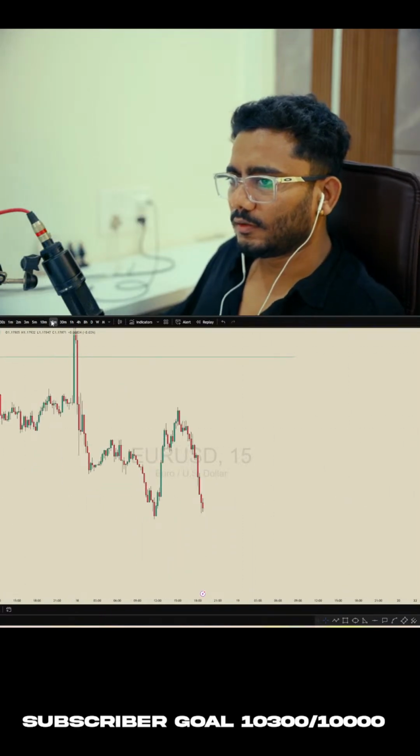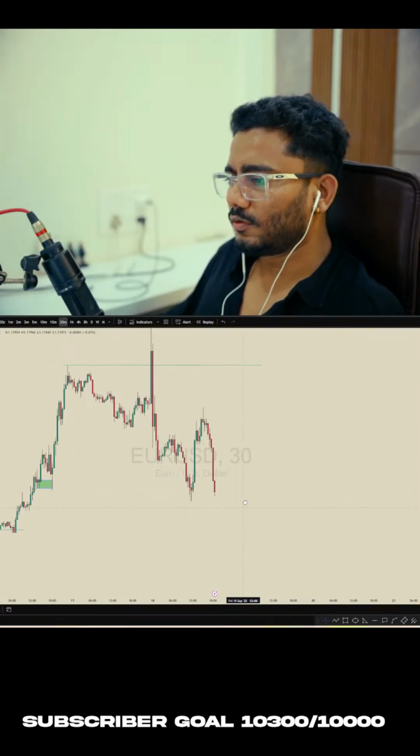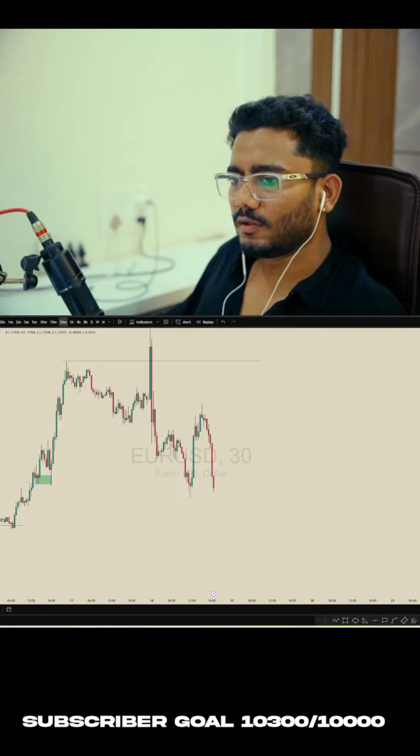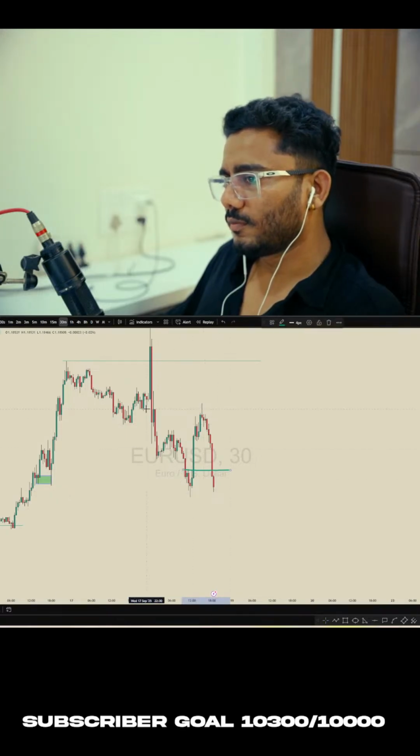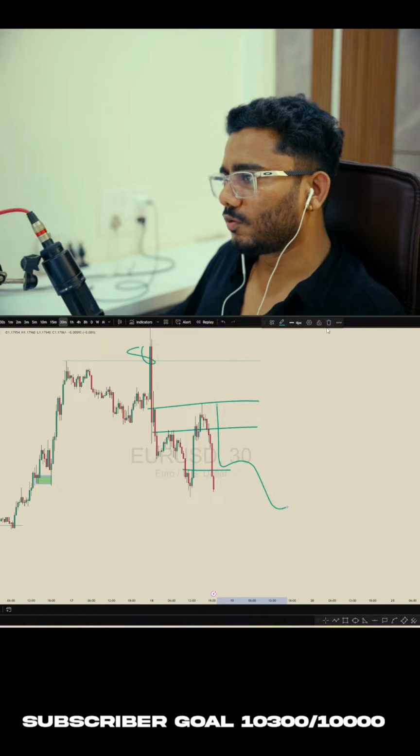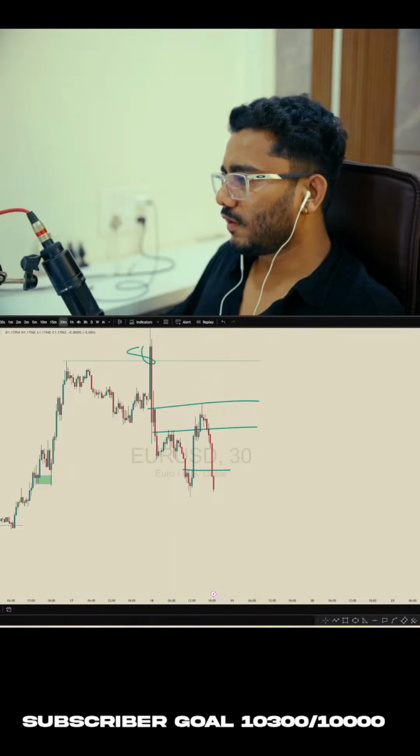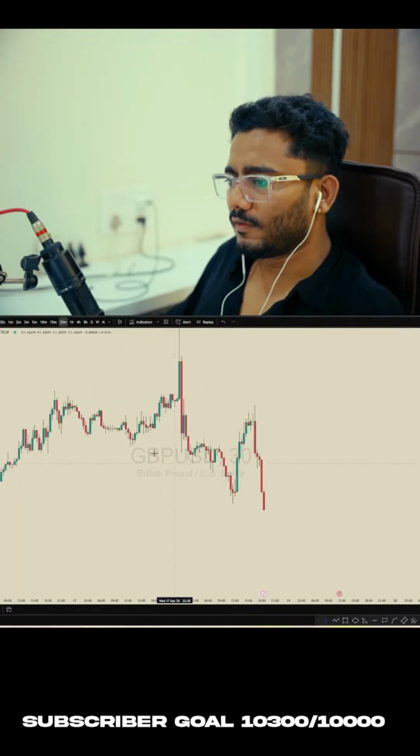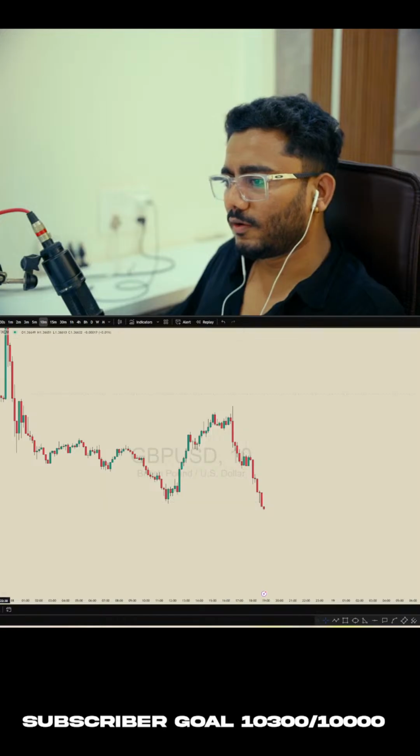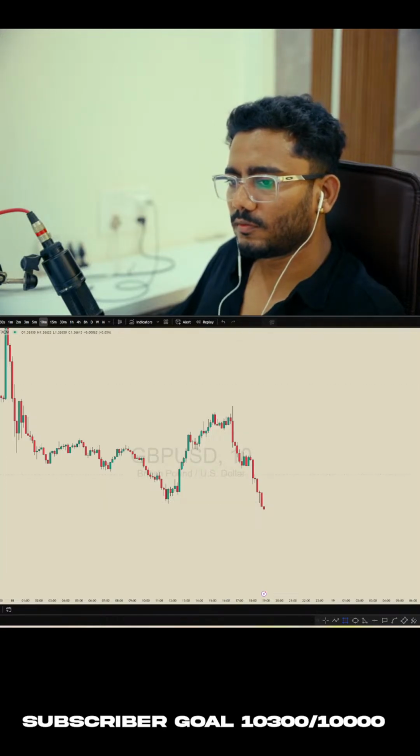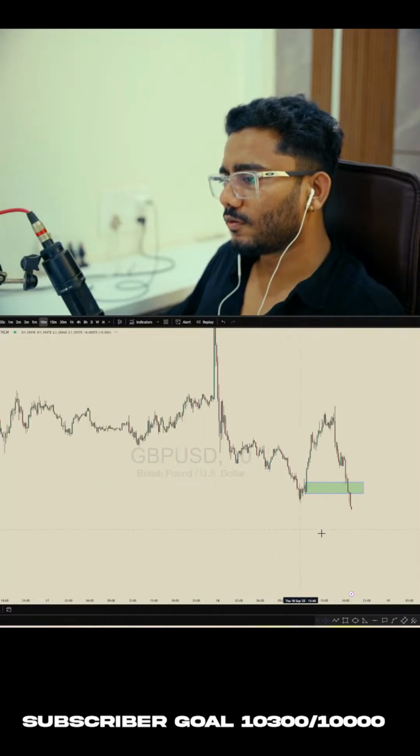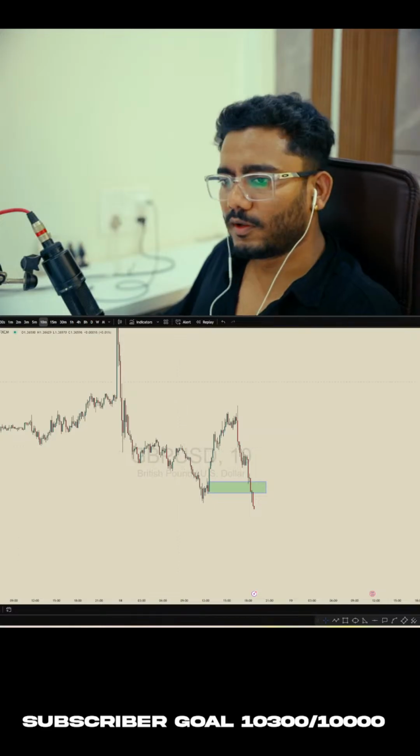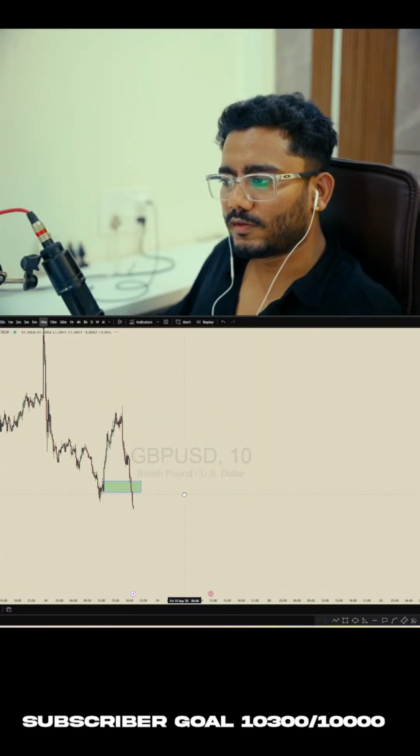As I said on EURUSD, this order block will not work because there was a liquidity sweep over this high, so it will continue to downside. Same on GBPUSD. You can see a lot of people were trying to buy this order block because it took out the liquidity. A lot of people don't understand that.